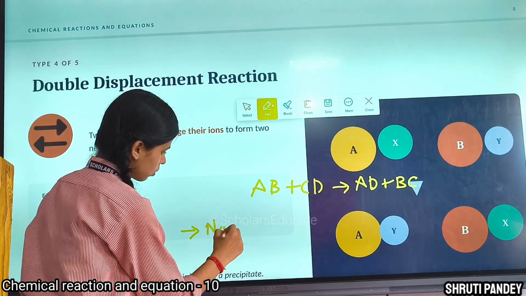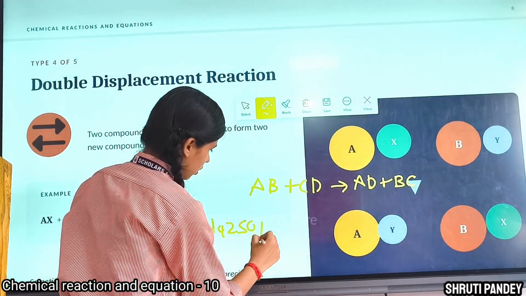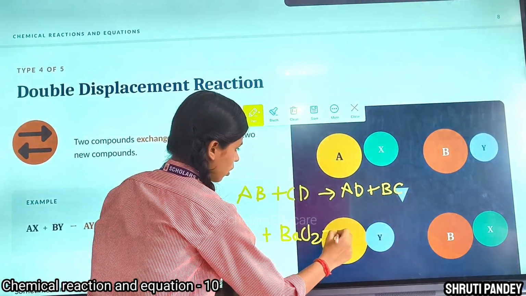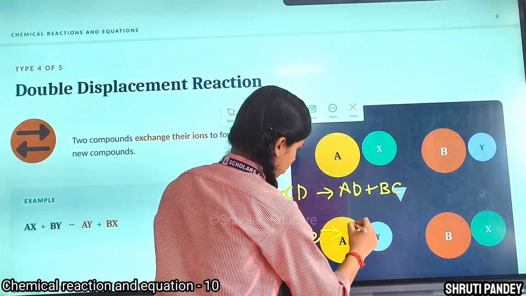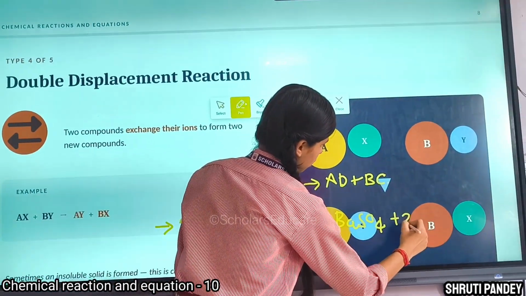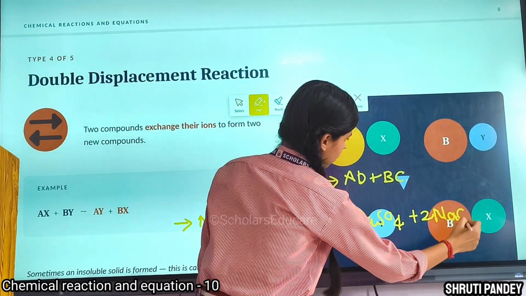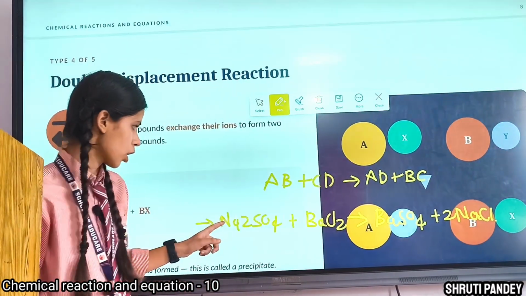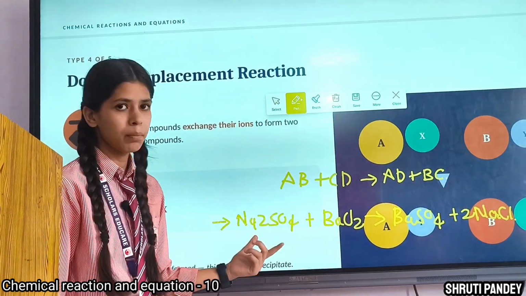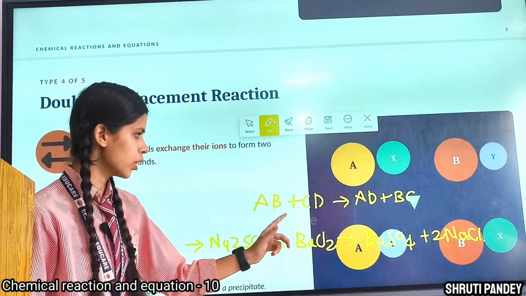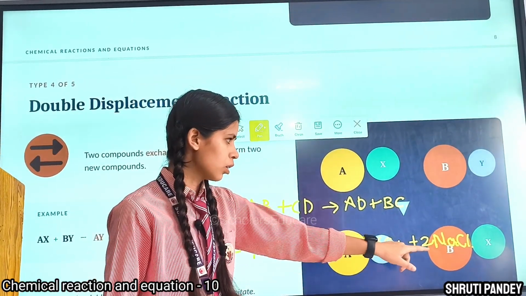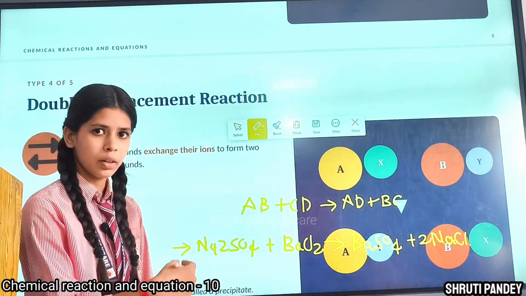Na2SO4, sodium sulfate, plus barium chloride combine and give barium sulfate plus sodium chloride. In this reaction, barium is more reactive than sodium, so it displaces sodium and forms barium sulfate, and sodium chloride is the other product formed.